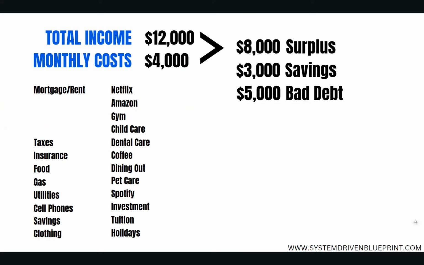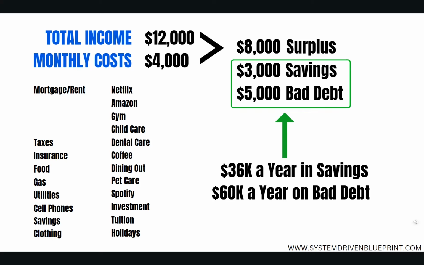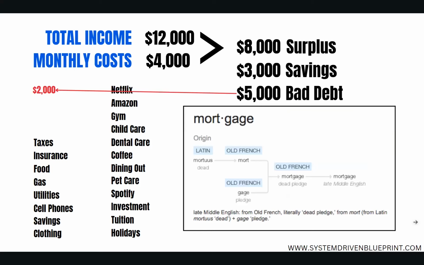This changes your monthly surplus to $8,000, $3,000 into savings every single month, still focusing on paying down that bad debt to a tune of $5,000 per month. The numbers become staggering. $36,000 a year in savings, $60,000 a year you're paying down bad debt. The ugliest debt of all, mortgage.